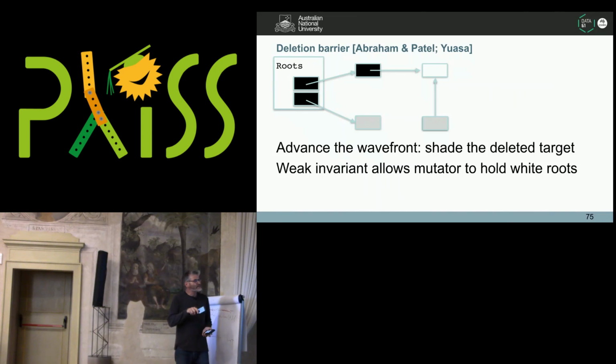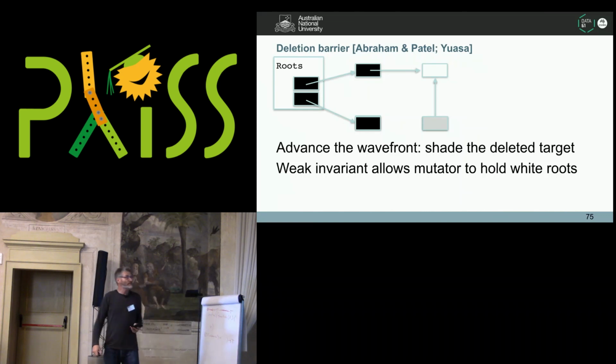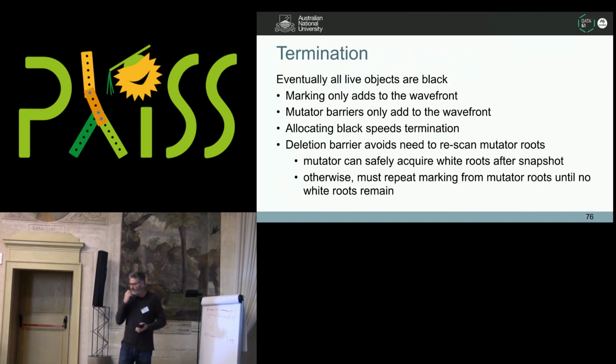Again, this is advancing the wavefront because we took a white object and made it gray. Again, if we proceed with this collection now, we're fine, because we'll eventually get to that gray object and process that, and this white object will be made black eventually too. Okay.